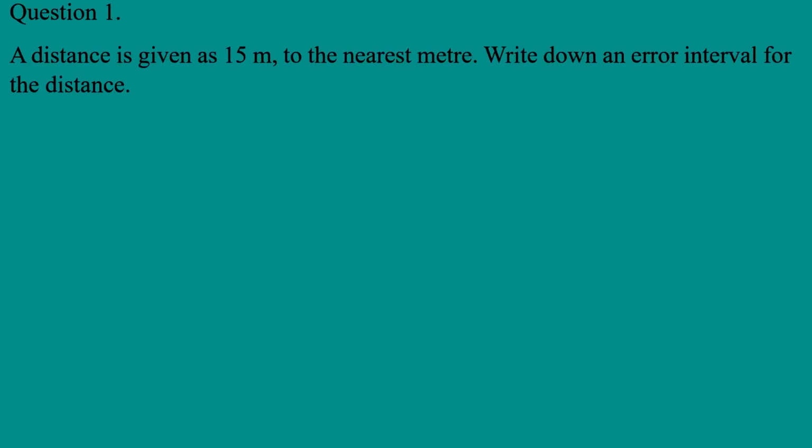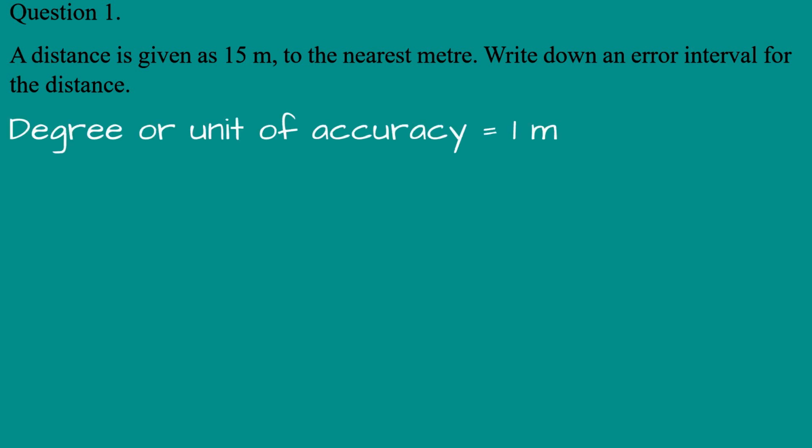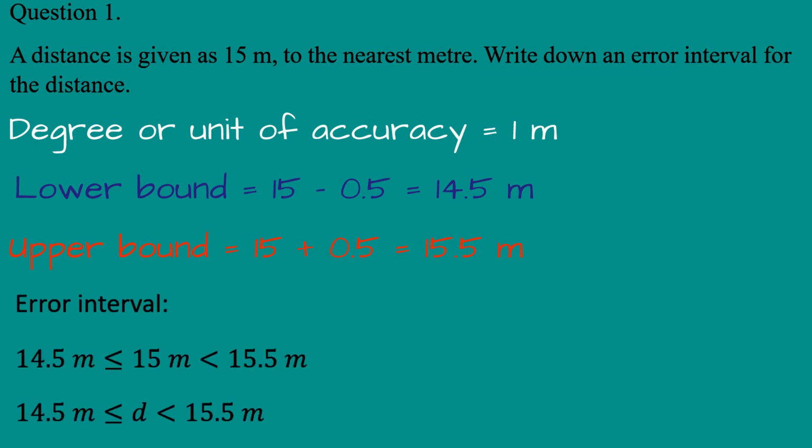In question 1, the distance, let's call this d, has been measured to the nearest 1 meter. Hence, the degree of accuracy is 1 meter. We need to halve this and take it away from 15 to find the lower bound, 14.5 meters, and add it to 15 to find the upper bound, 15.5 meters. The error interval is then, d is greater than or equal to 14.5 meters, and less than 15.5 meters expressed as an inequality. Note that we can choose to use the distance d, or write the given distance in the inequality, both answers are correct.